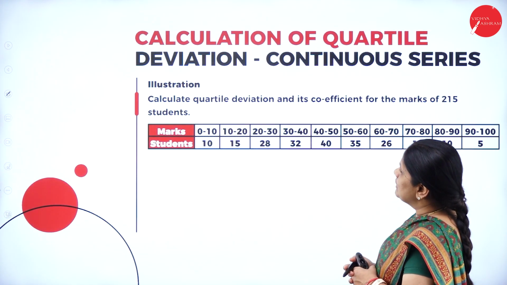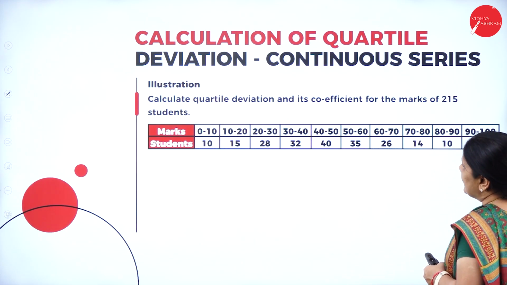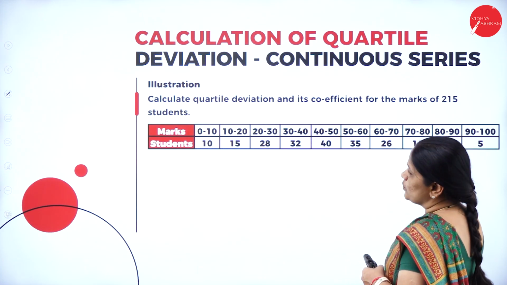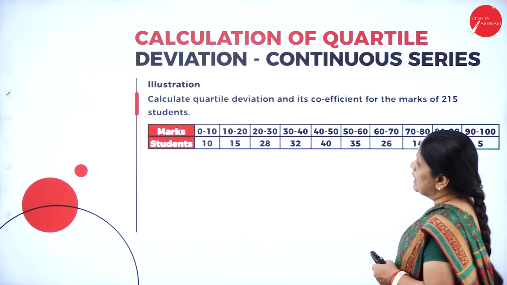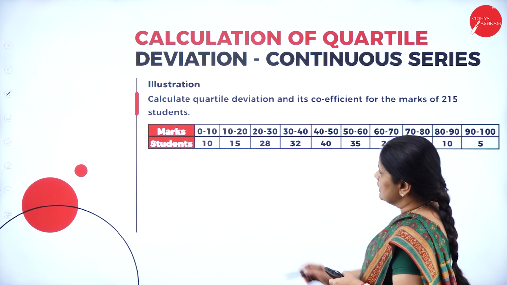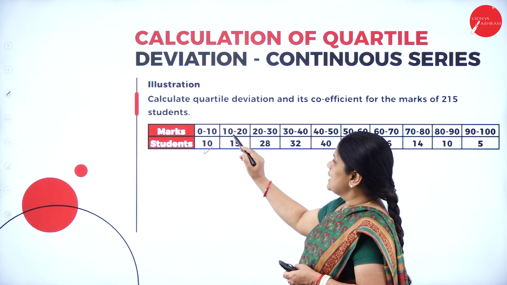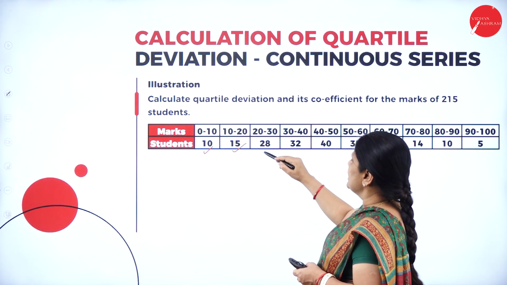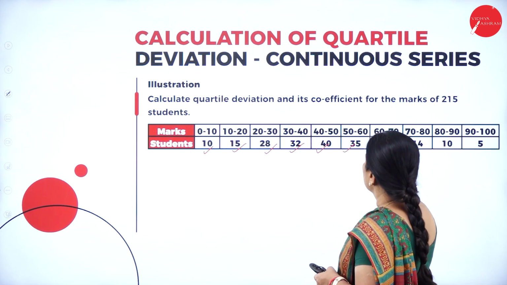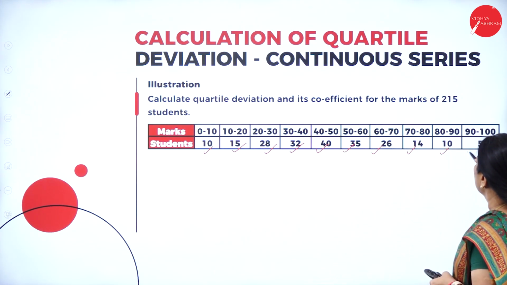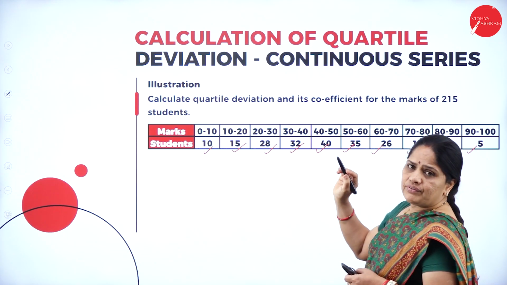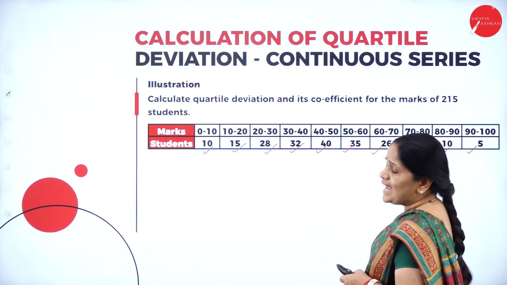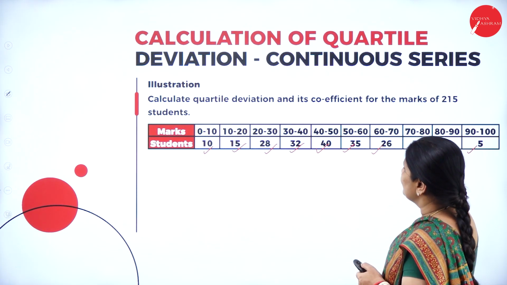Now we have a problem here. Calculate the quartile deviation and its coefficient for the marks of 215 students. Now they have given us the marks of 215 students here. So 0 to 10 is 10. 10 students have scored between 0 to 10. 10 to 20 is 15. Then 28, 32, 40, 35, 26, 14, 10 and 5. So these are the frequencies of the various class intervals. Based on this, we have to calculate the quartile deviation.